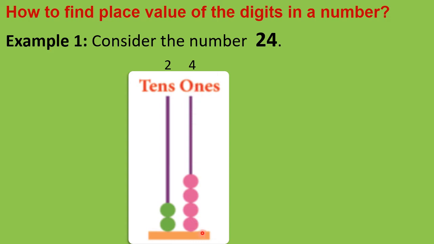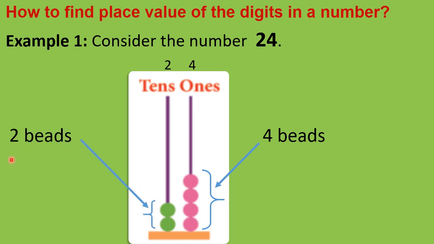Here we see that there are 4 beads on ones place rod. On ones place rod we have 4 beads, and we have 2 beads on tens place rod. Value of each bead on one's rod is equal to 1.